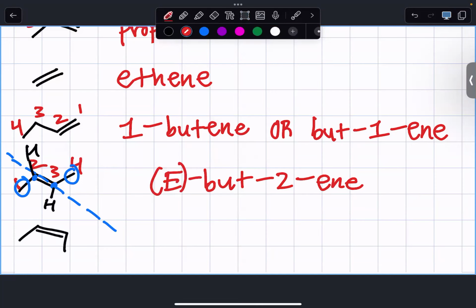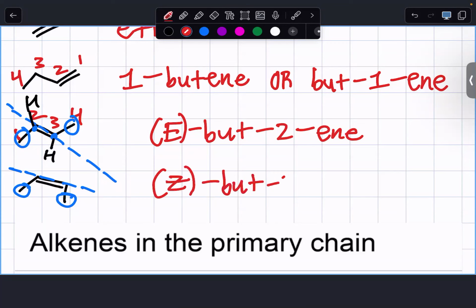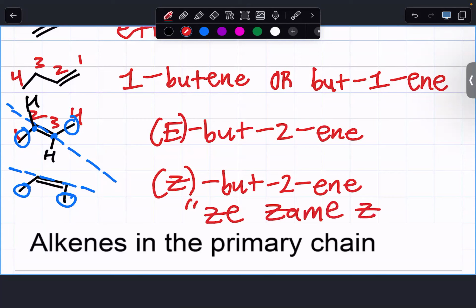Okay. Now, let's do the same for this one. We know that these are the two highest priority groups. They are on the same side of the alkene. So this is a Z alkene. And the way I like to remember this is that Z alkenes have the two highest priority groups on the same side. These two highest priority groups are on the same side.